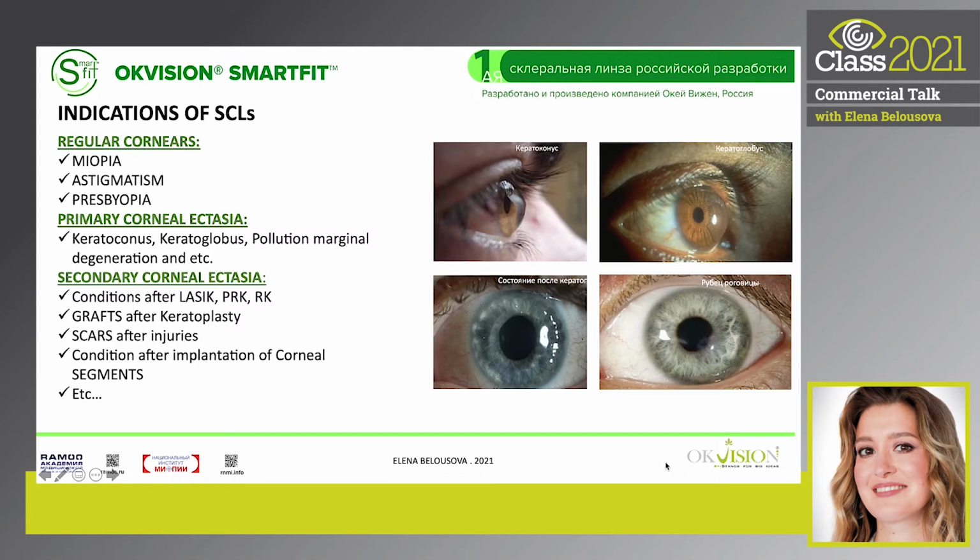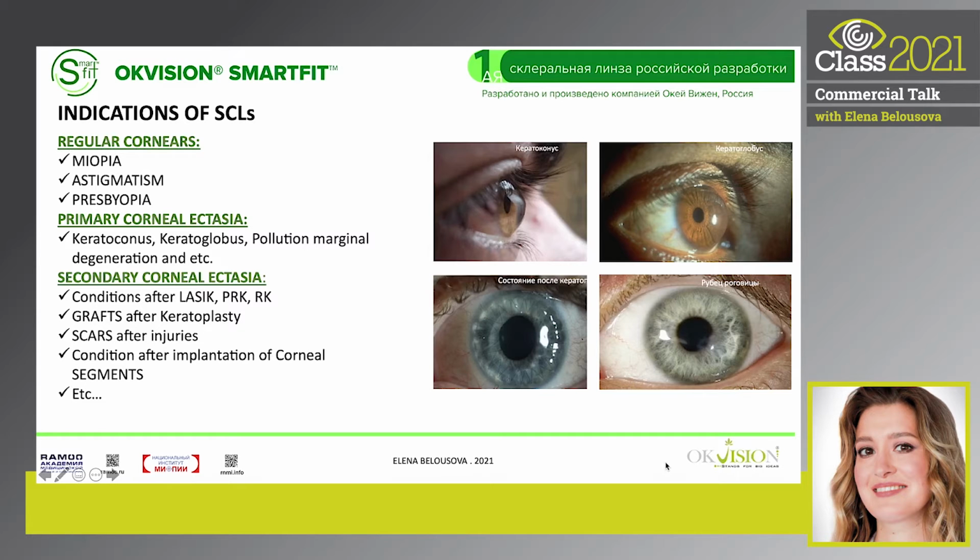And as you know, the most popular patients who are fitted with scleral lenses are patients with primary corneal ectasia, such as keratoconus, keratoglobus, and pellucid marginal degeneration. But lately, there is also a big group of patients with secondary corneal ectasia: conditions after different kinds of refractive surgery, grafts after keratoplasty, scars after injuries, conditions after implantation of corneal segments, and others.